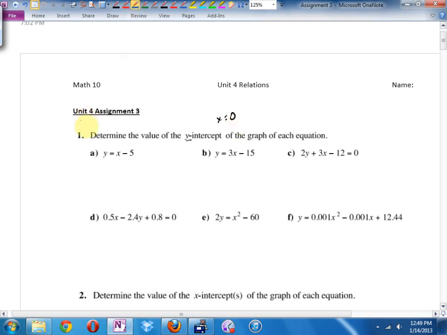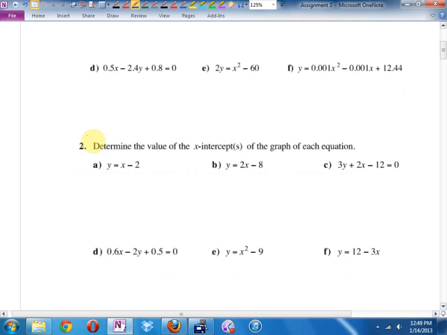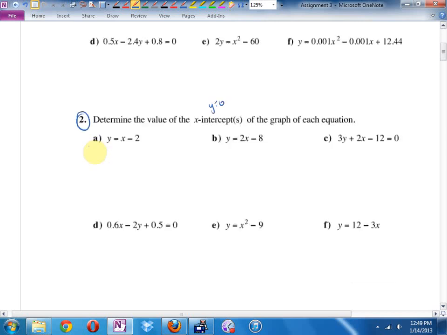So try all of number 1. Some of them are easy. Some of them are tougher. You'll notice if the Y is already by itself in the equation, it's way easier to find the Y-intercept. Number 2 says find the X-intercept. How do you find the X-intercept? Put a 0 in for Y. So try number 2. Some of these will be a bit tricky. I'm gambling, Amy, that you remember your equation solving, and I'm prepared to do some of these up here again in a second.